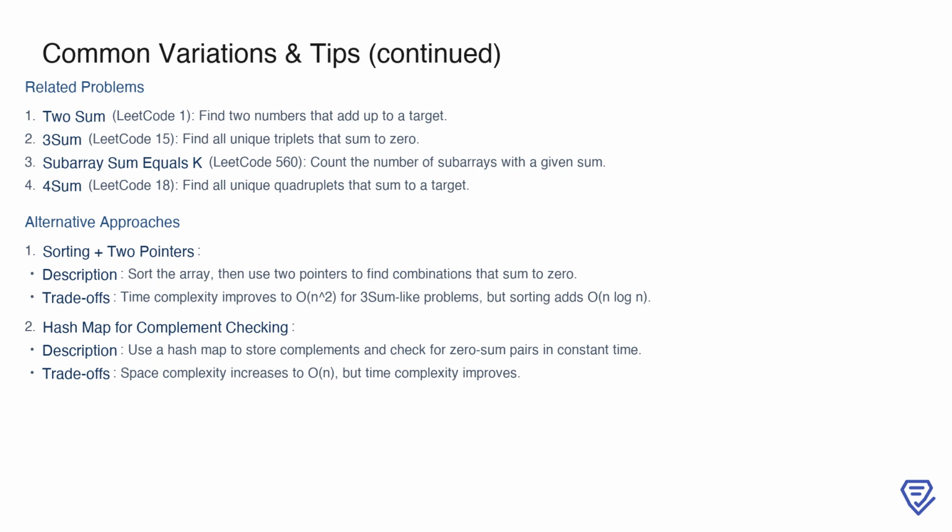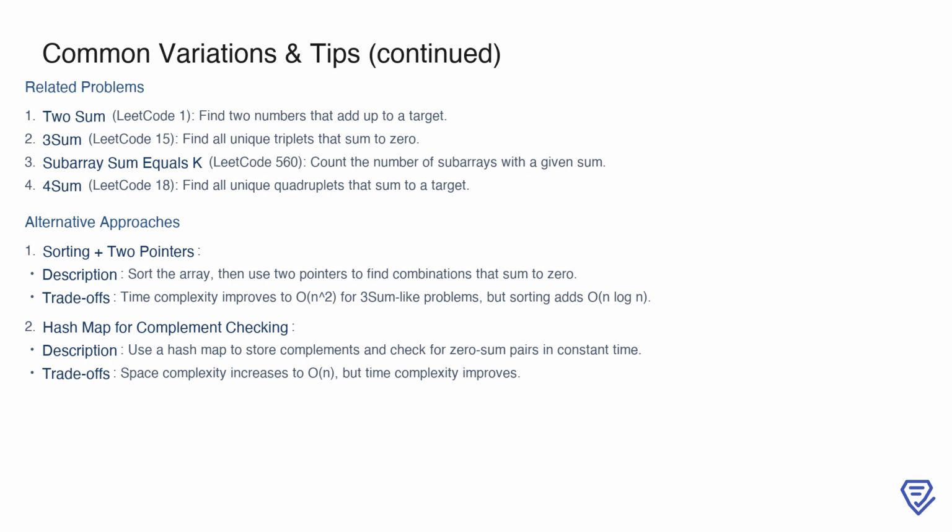Now, let's explore some alternative approaches to solving zero-sum problems. One efficient method is sorting combined with a two-pointer technique. By sorting the array, you can systematically search for combinations that sum to 0 using two pointers. This reduces the time complexity to O(n squared) for problems like three-sum, though the sorting step adds O(n log n).